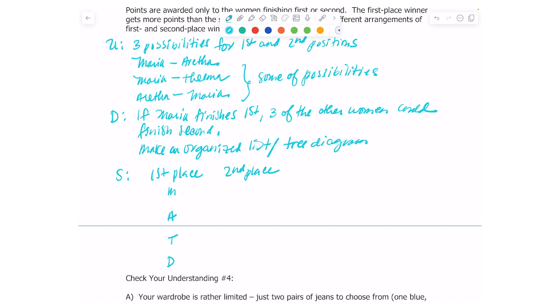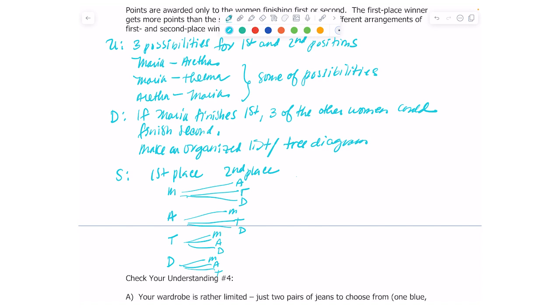So if Maria finishes in first place, then that means Aretha could be in second, Velma could be in second, or Debbie could be in second. If Aretha finishes first, that means that Maria could be in second, Velma could be in second, or Debbie could be in second. If Velma finishes first, then Maria, Aretha, or Debbie could be in second. And if Debbie finishes first, it's Maria, Aretha, or Velma in second place.